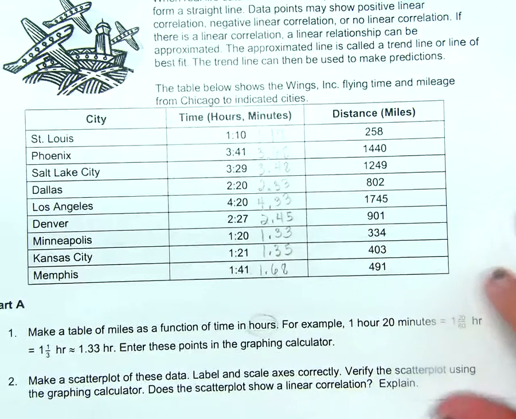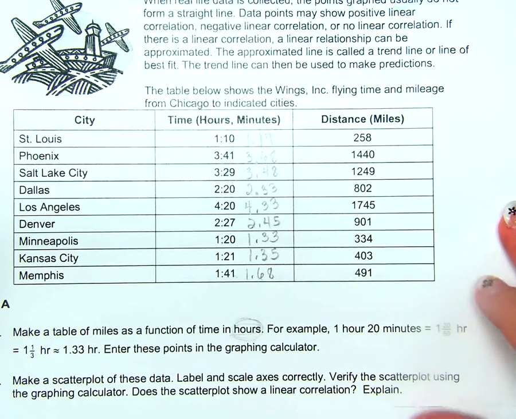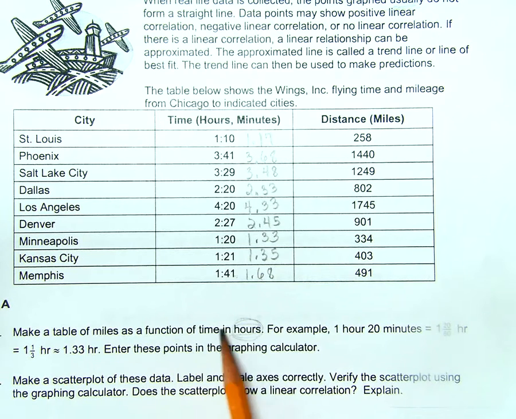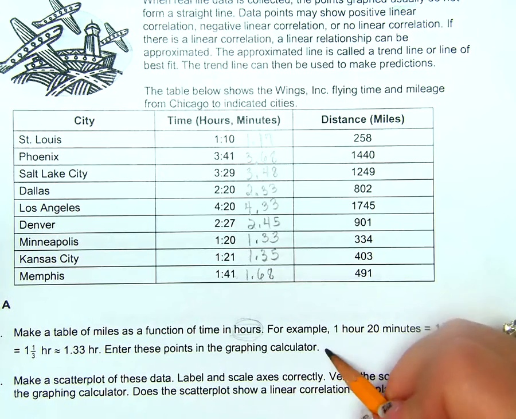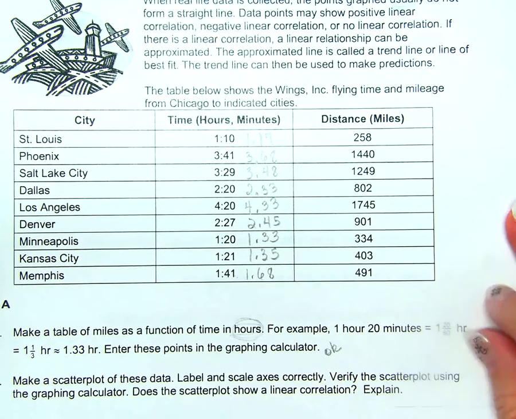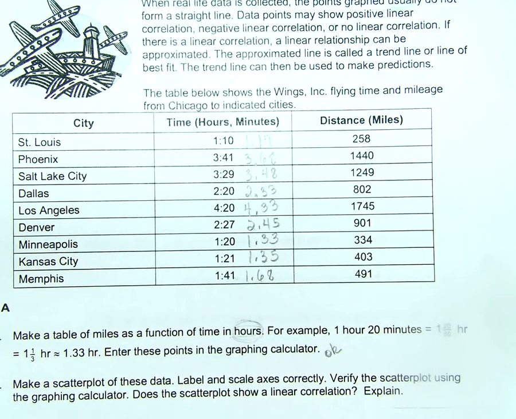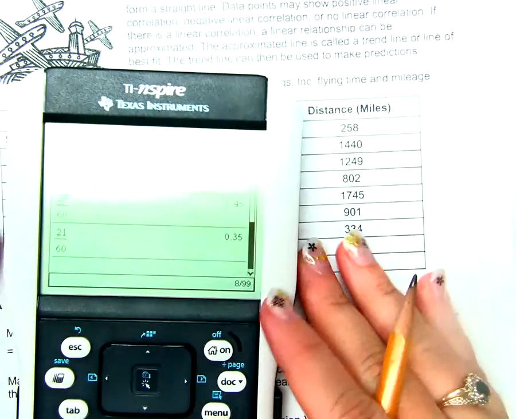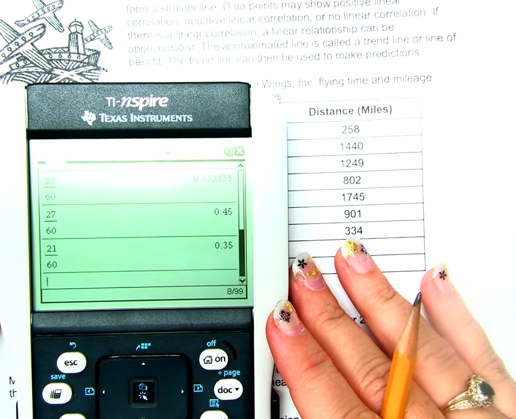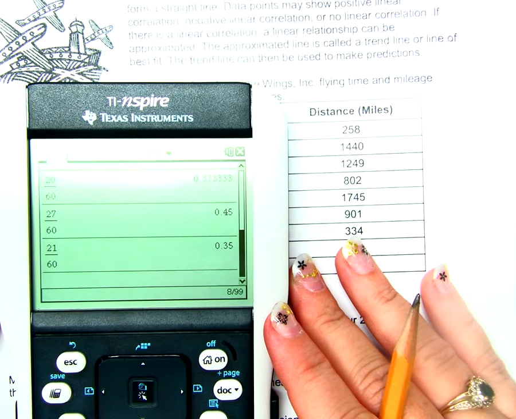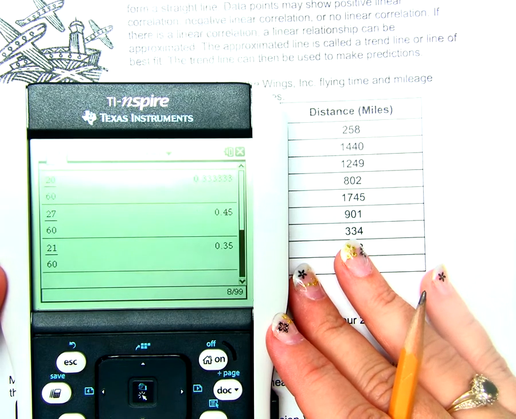Now, you know how I feel about blank answers, right? So it says, make a table as a function of time in hours. For example, enter these points into the graphing calculator. Okay. Let's go enter them into the graphing calculator. Do you know how to do this? You do? Can I show you in case there's somebody who doesn't?